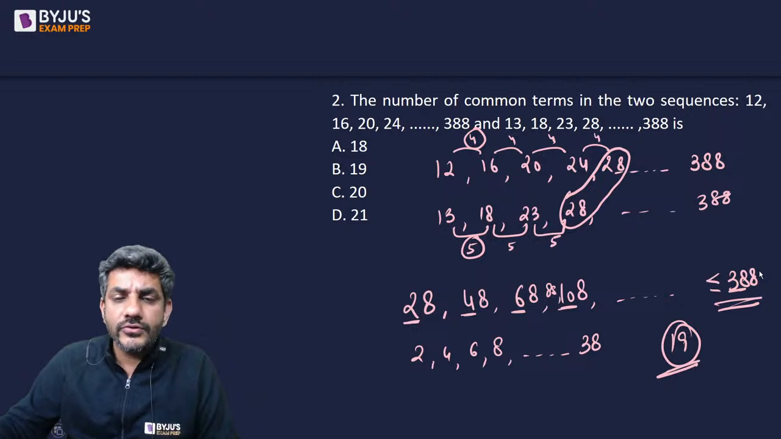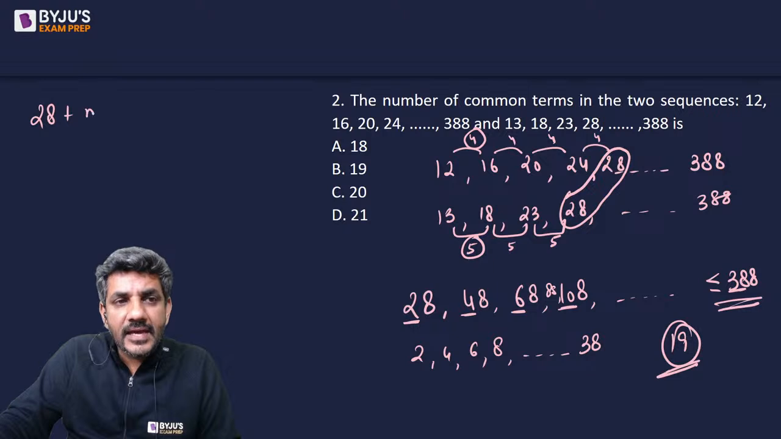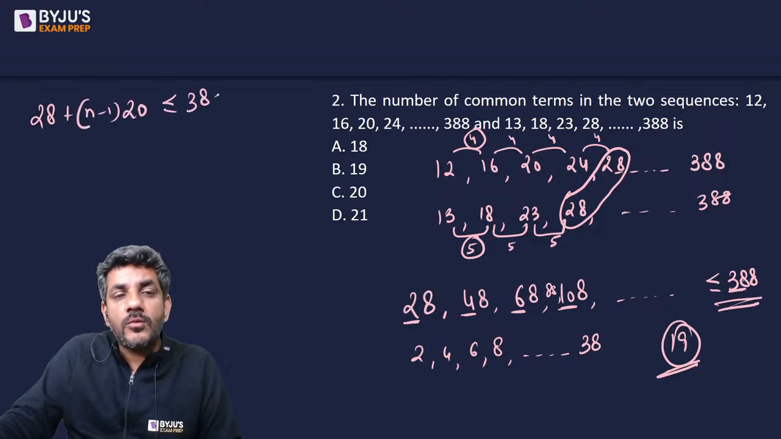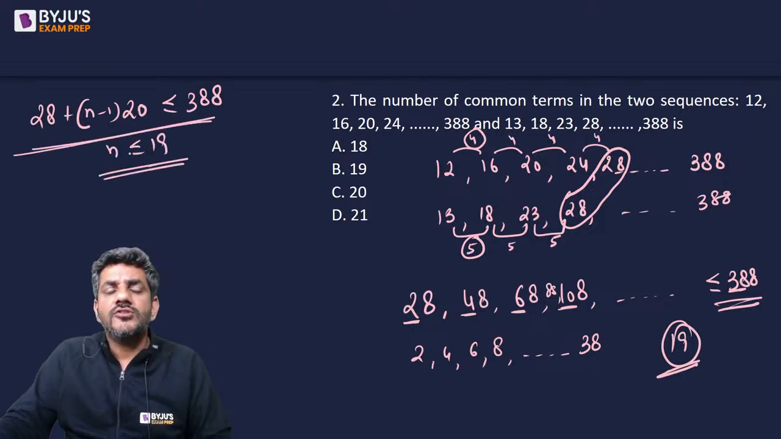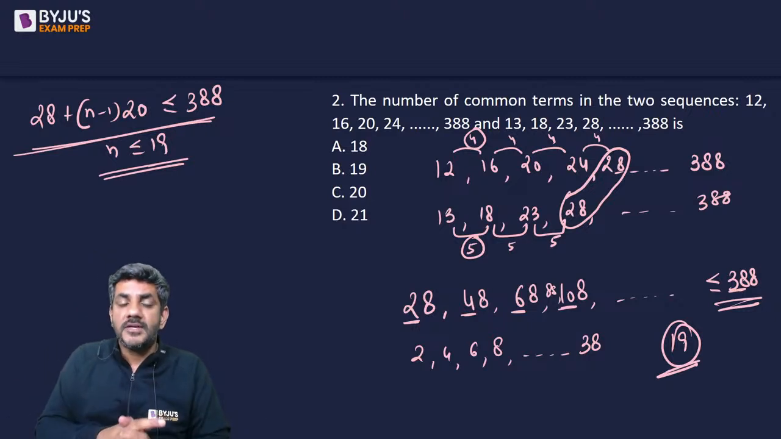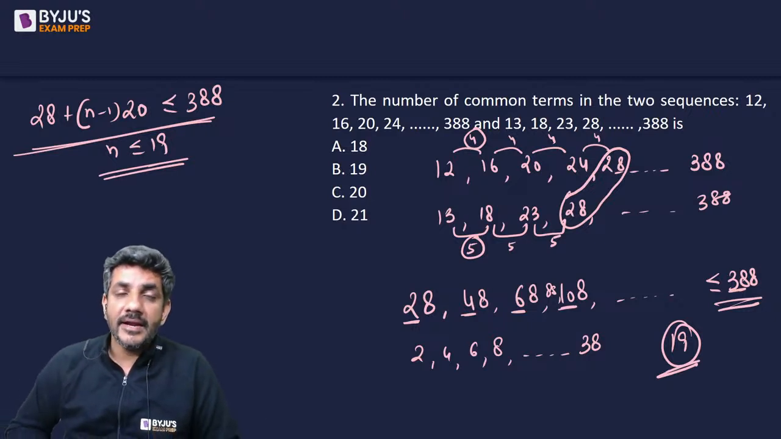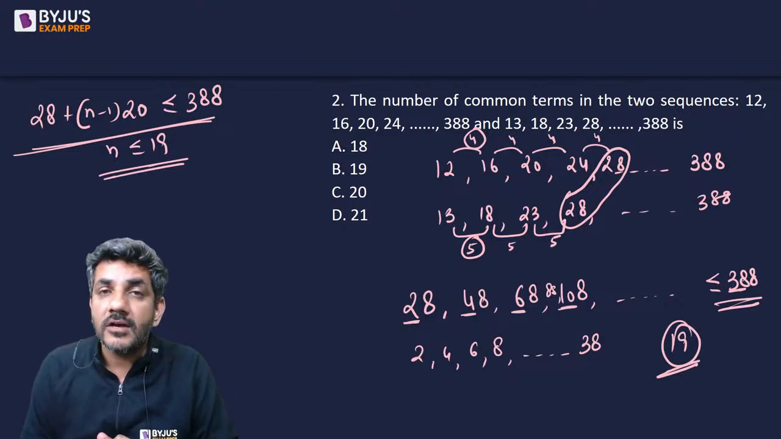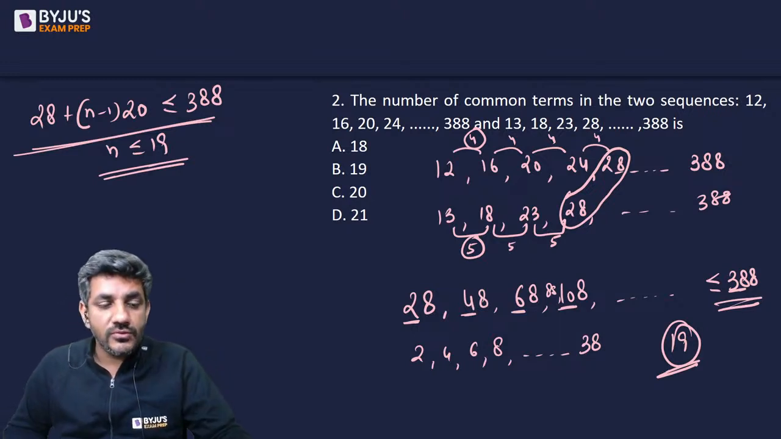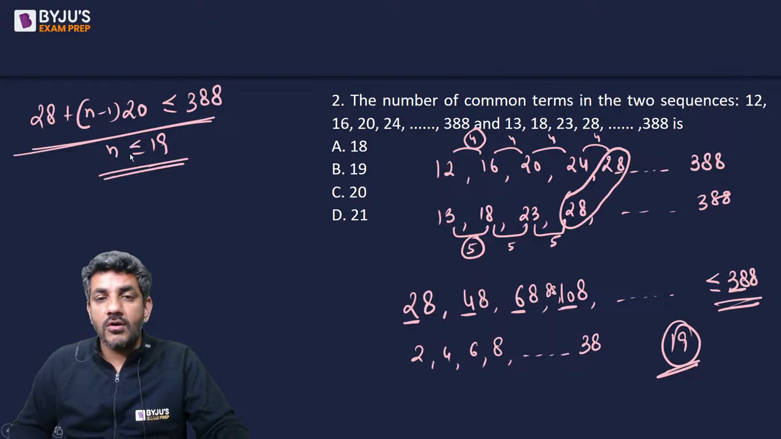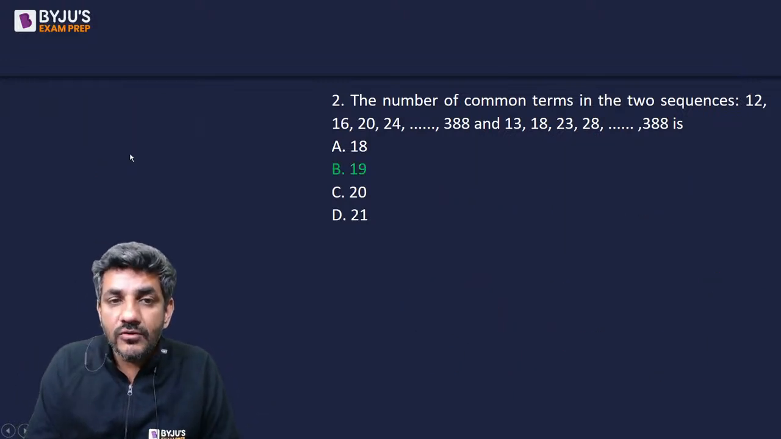Though you can of course use the general formula of AP series as well. You can also say A plus N minus 1 into D. It has to be less than or equal to 388. इसको solve करके आपका n less than equal to 19 आ जाएगा, which also says that the maximum possible number of terms which are common can be 19, क्योंकि n की largest possible common value 19 हो सकती है. So by that logic also we are getting the answer here. That's the answer for question number 2. I'm sure it is understood to all of you. सबको समझ आ गया है. I'll move ahead now to the next question.